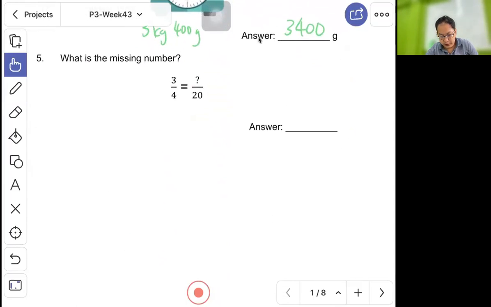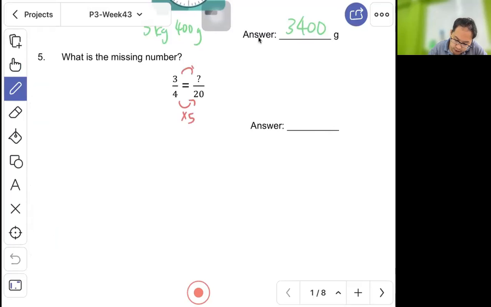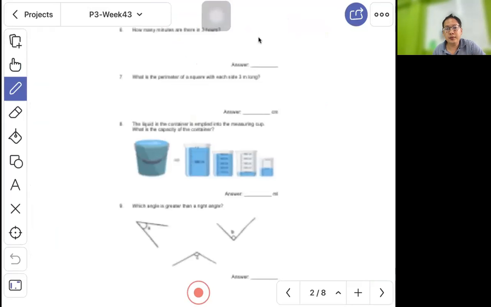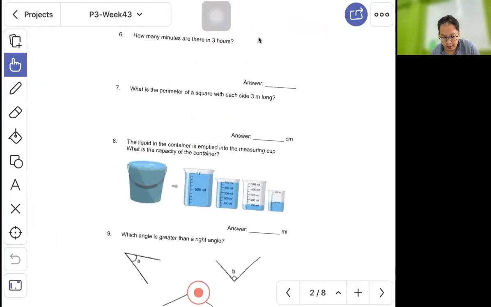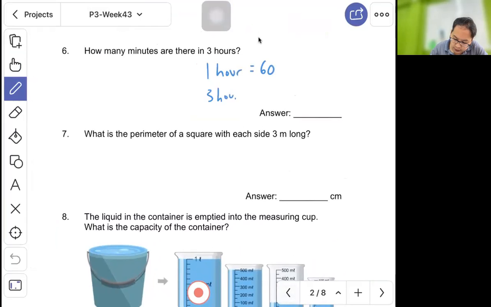Question 5, what is the missing number? So to get to 20, you times 5. So 3 also times 5 and you get 50. Question 6, how many minutes are there in 3 hours? So 1 hour is 60, 3 hours will be 60 plus 60 plus 60 equal 180 minutes.